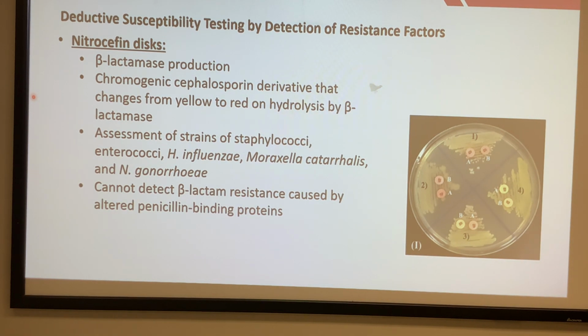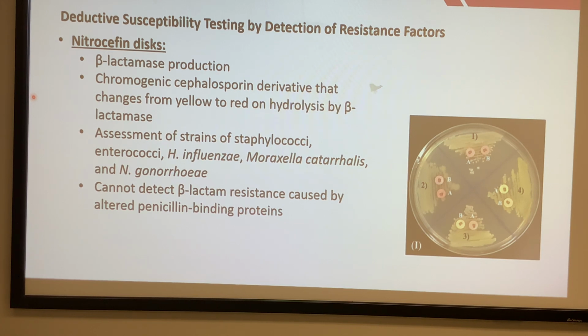I do want to talk a little bit about superbugs, the bugs that can be resistant to certain types of antibiotics, and how to detect their superbug nature. And normally it's just by detecting the resistance factor. Okay, one factor that we want to mention is beta-lactamase production.